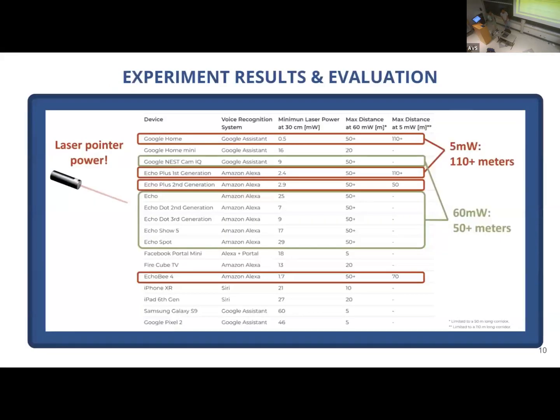So here are the results. And you can see that almost all of these devices, or actually all of these devices, were susceptible to this vulnerability at some distance. The ones in red were a 5 milliwatt laser at 110 meters. So you can see the Echo Dot, that's a laser you can buy at the store, and you can use it to inject commands into these systems. Some of the other ones at 50 meters needed 60 milliwatts. So those are way more powerful, probably something you don't really run into all the time. And then overall, they found that iPads, iPhones, and more of the handheld devices were less susceptible to this in general.